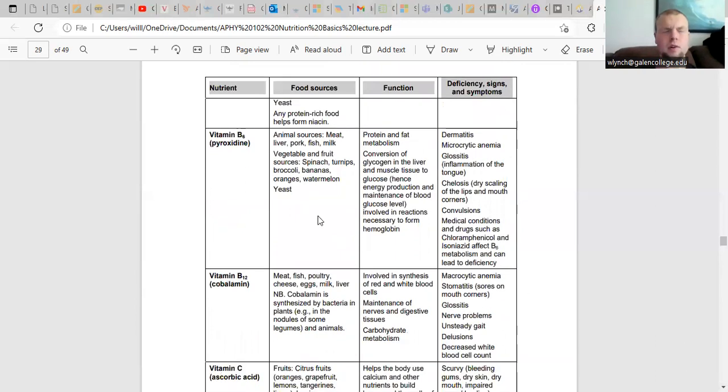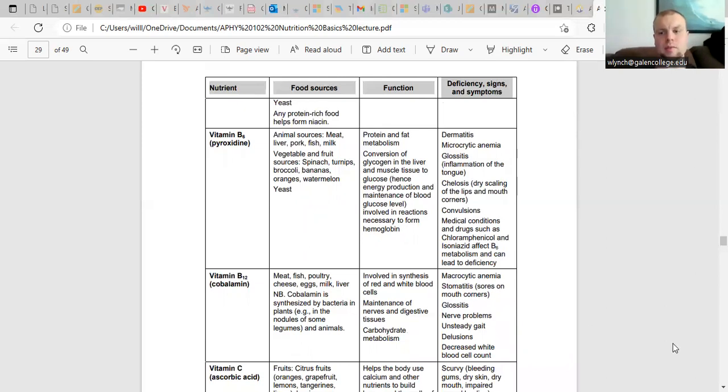Vitamin B6, which is pyridoxine. This is going to come from animal sources like meat, liver, pork, fish, and milk. For vegetable sources, you find this in leafy green vegetables like broccoli and spinach. It's going to assist in protein and fat metabolism, and also the conversion of glycogen in the liver and muscle tissue to glucose to help mobilize those energy stores.